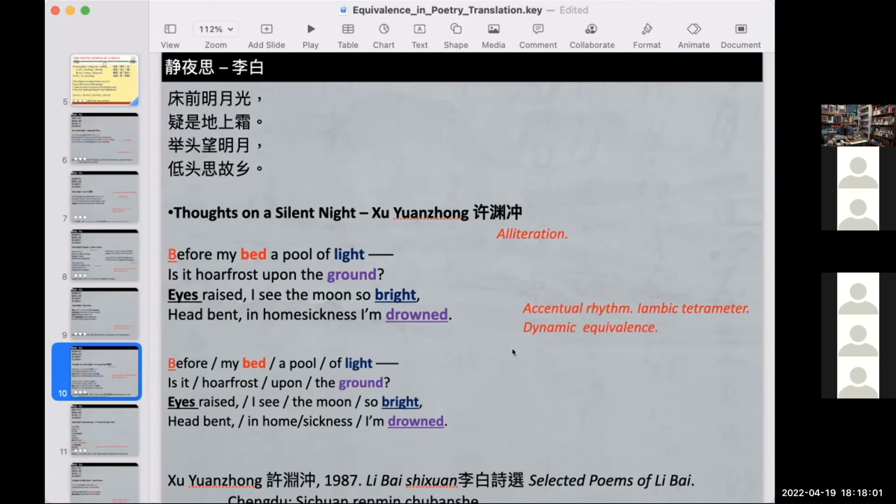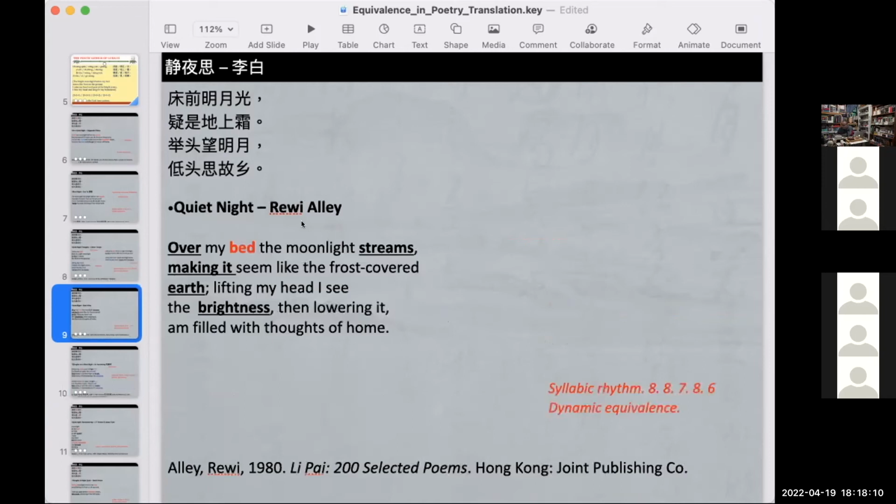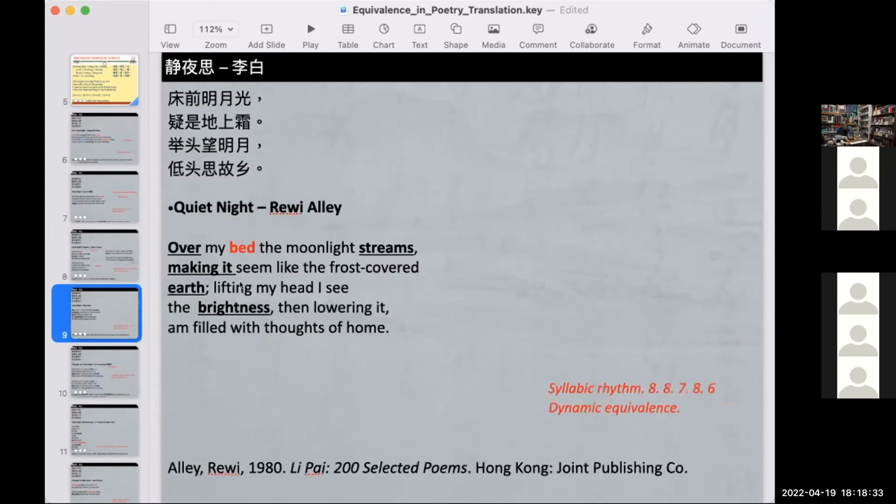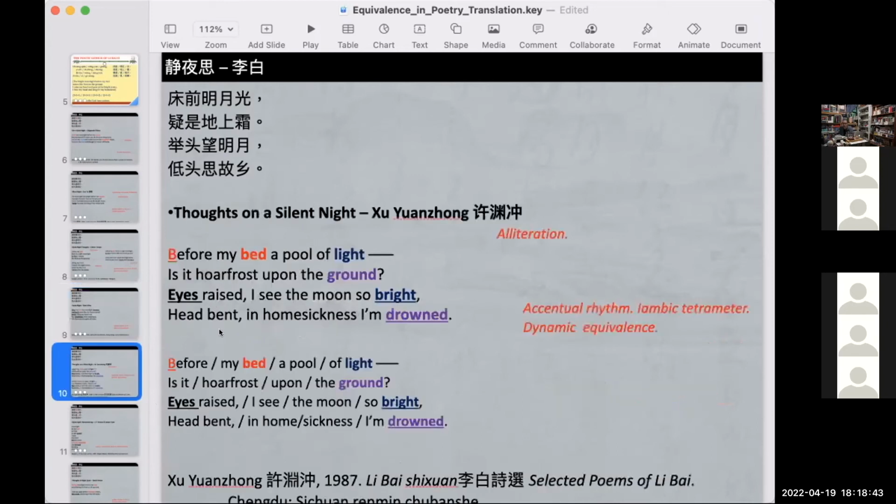But how much he managed to do that is another thing. I mean, if a native speaker reads this translation, will he enjoy it in the same way as this one done by Rewi Alley or this one by Arthur Cooper, which is a bit loose, a bit free translation? You can see that the language is more natural. Before my bed, there is bright moonlight, so that it seems like frost on the ground. It's very natural. And here also, over my bed, the moonlight streams, making it seem like the frost-covered earth. Again, very natural English. But here it is not really natural English. Is it hoar frost upon the ground?